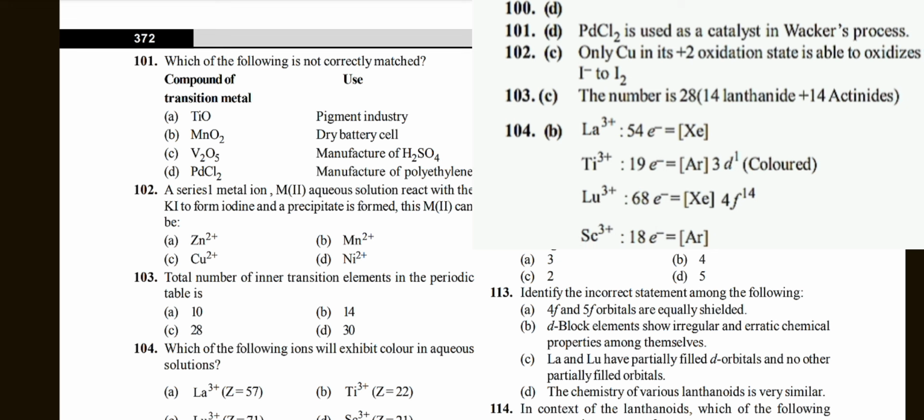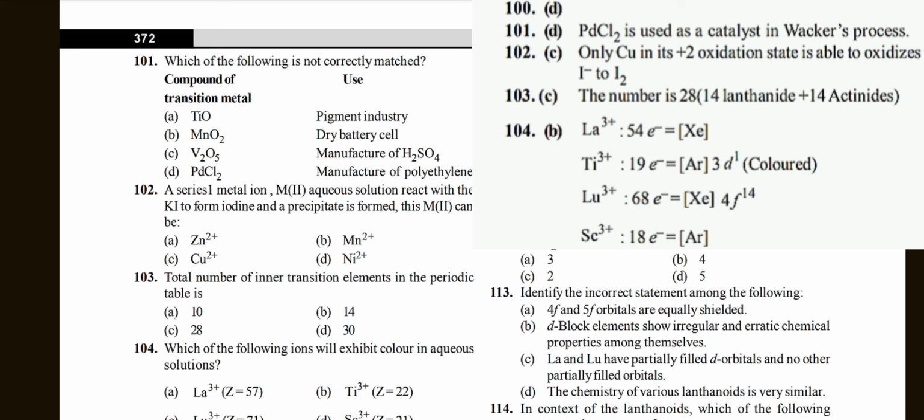A series 1 metal ion, M2+, in aqueous solution reacts with KI to form iodine and a precipitate is formed. This M2+ can be Cu2+. So only copper in its plus 2 oxidation state is able to oxidize I- to I2. Option C will be correct.